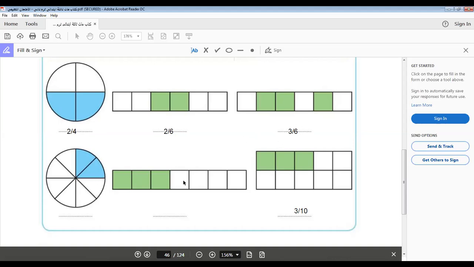This one, this, and this, you will do by yourself, but the last one I will do with you. You have here 1, 2, 3 out of all equal parts. It is 3/10, or 3 what? 3 tenths. 3/10. Okay.